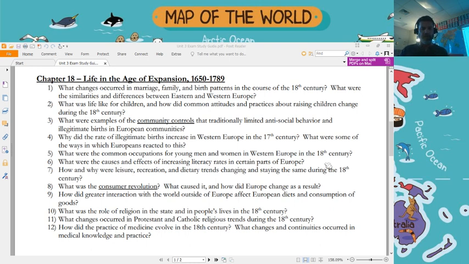So, number 7, how and why were leisure, recreation, and dietary trends changing and staying the same during the 18th century? So basically, it's always going to be the case that poor people don't eat as wide a variety of food as rich people. But in some parts of Europe, you see poor people gaining more access to certain types of food that weren't necessarily there before.